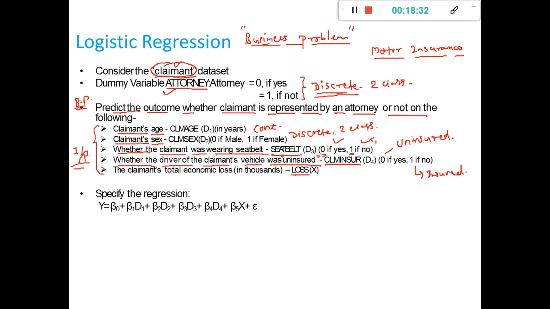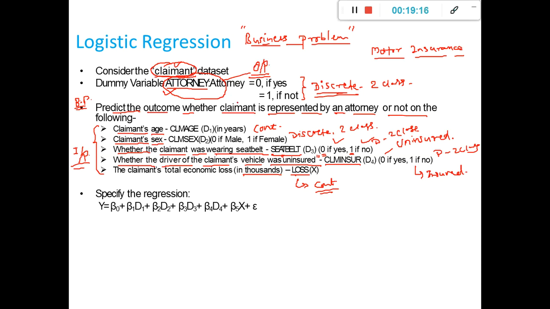Wearing the seat belt or not, again discrete with 2 classes. Whether the driver is insured or not insured, discrete in 2 classes. And loss, which is in numbers, in thousands, which is continuous. So all in all, we have 2 continuous variables, and the rest of the variables, including our output variable, are all 2-class or 2-category variables. And obviously, as we know, whether the attorney will be hired or not is our output.